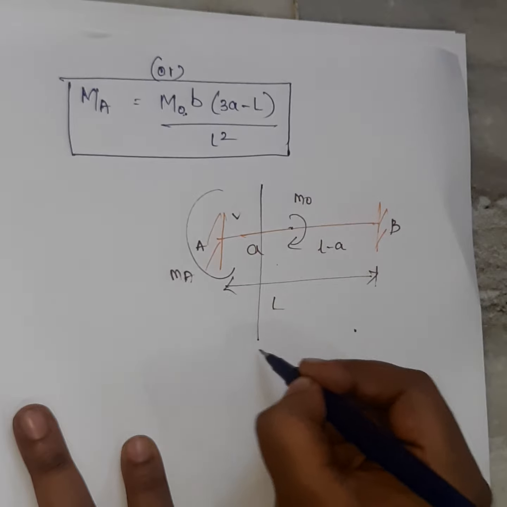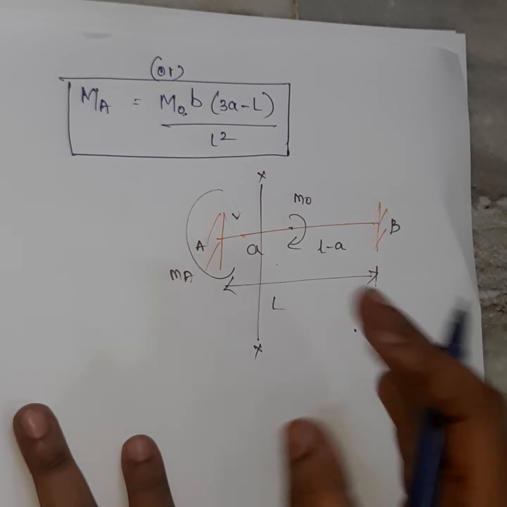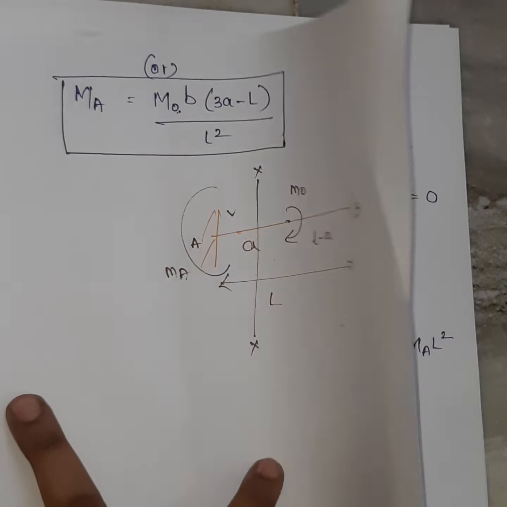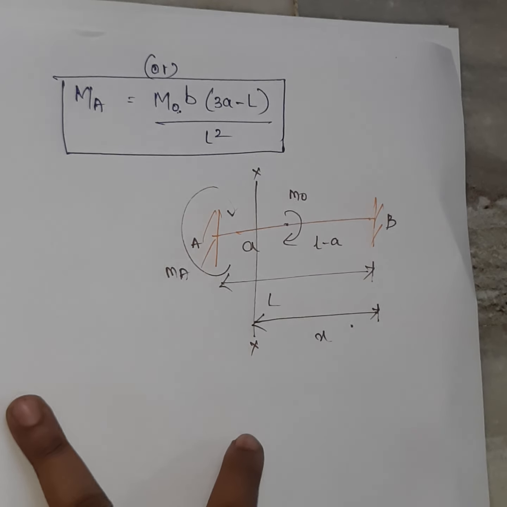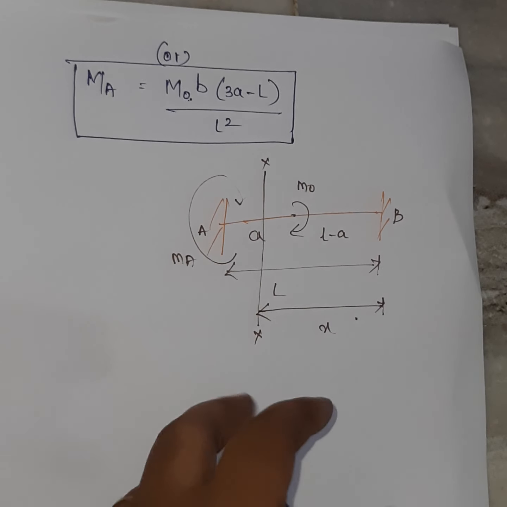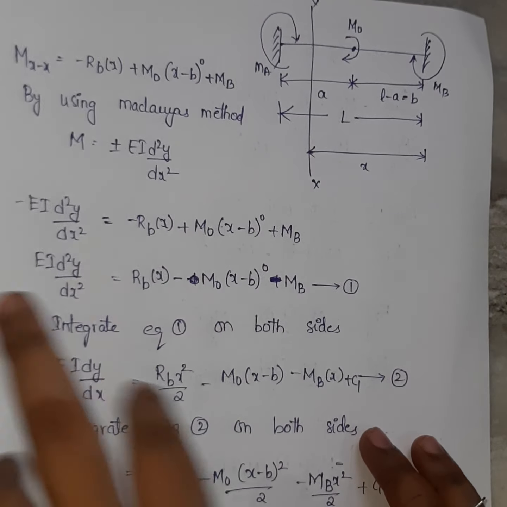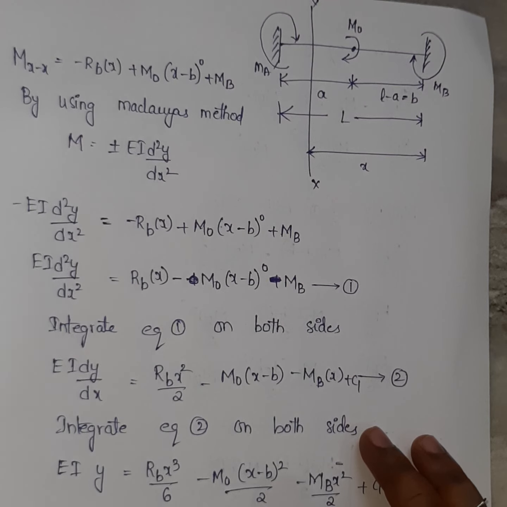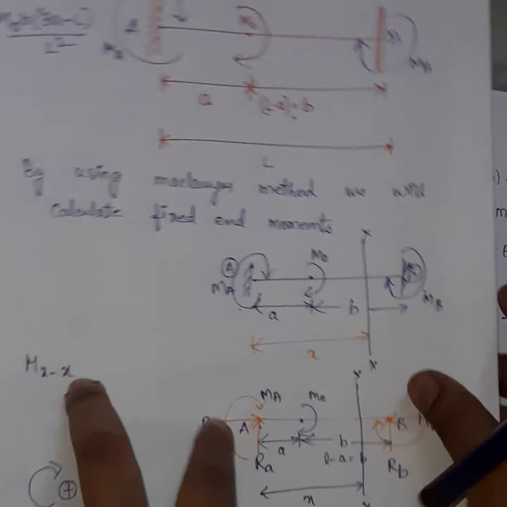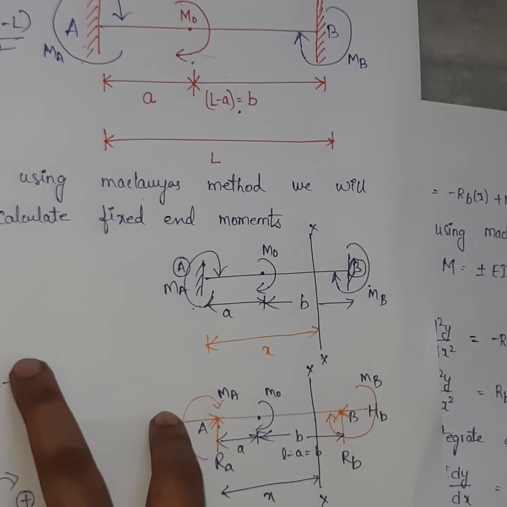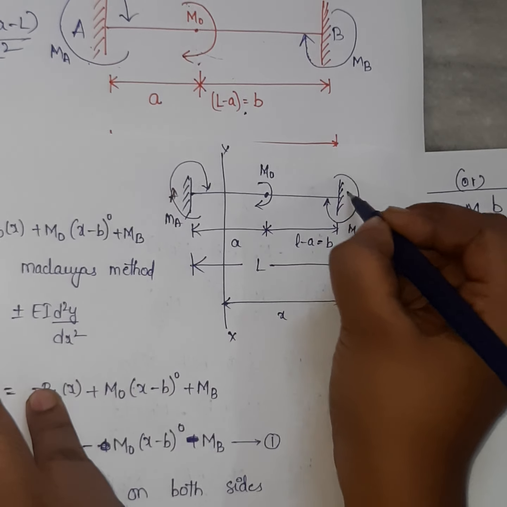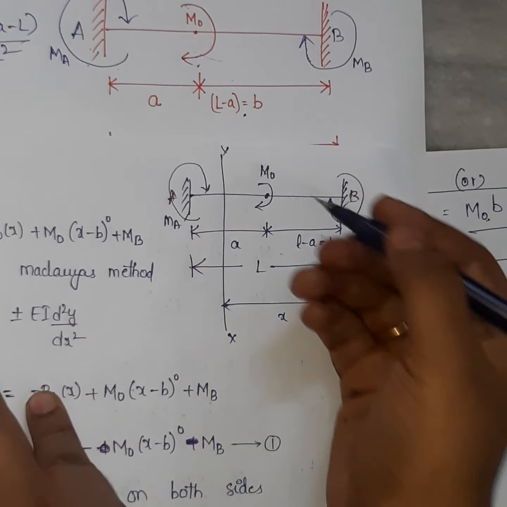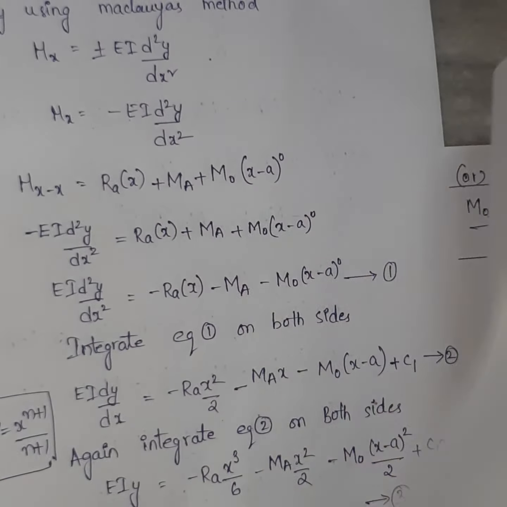Similarly, if you take sections from right to left, like this, I have already calculated this derivation, so my video will become too lengthy. It is the same process. See here, you have taken the section xx from left to right. If you want to calculate the moment at B, you take a section from right to left. Same process, don't be confused.